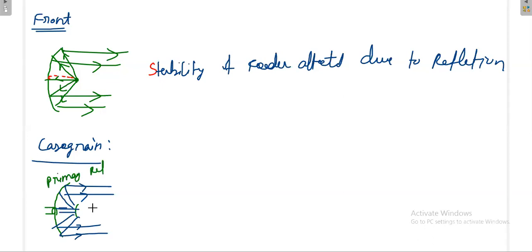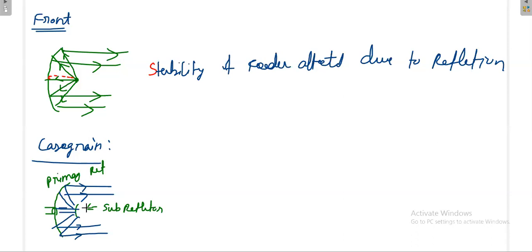This is the sub reflector. Now what is happening here? Stability you have somehow overcome. Your source is not affected by anything because you are giving the signal in such a way that it is not getting exactly reflected. It's going away from this, then it's going here.